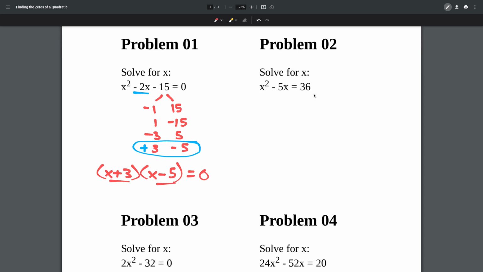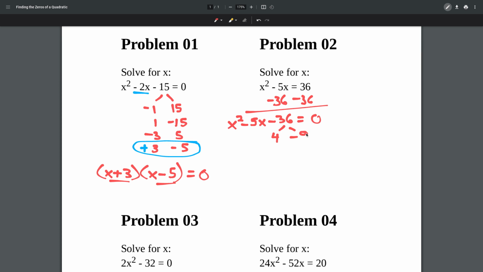We have x squared minus 5x equals 36. So to solve for x, the first thing I need to do is get one side equal to 0. So I'm going to subtract 36 from both sides here. So on one side we have this equal to 0, and on the left-hand side we have x squared minus 5x minus 36. Now we want to look at the pair of factors that multiplies to negative 36 and adds to negative 5. And that's going to be positive 4 times negative 9.